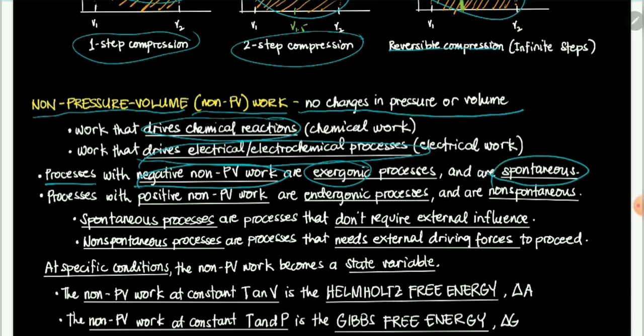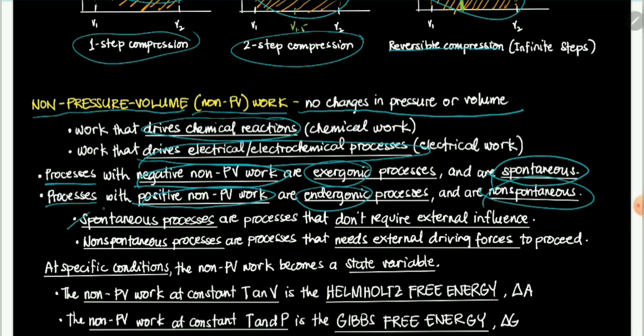Okay, or spontaneous processes given the conditions. So kapag yung process mo naman ay may positive na non-PV work, ang tawag doon ay endergonic. So yung driving force required siya para magkaroon ka ng process or para mag-push yung process forward. Okay? So these are non-spontaneous events.